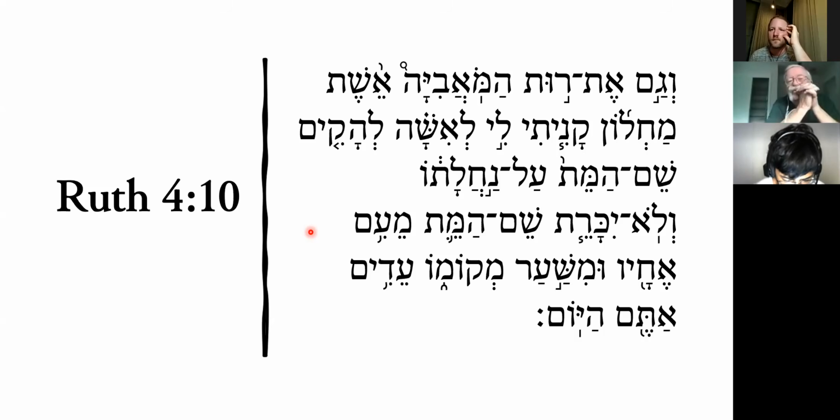And also Ruth the Moabitess, the wife of Mahlon, I have purchased to me, or I've acquired for myself, for a wife.